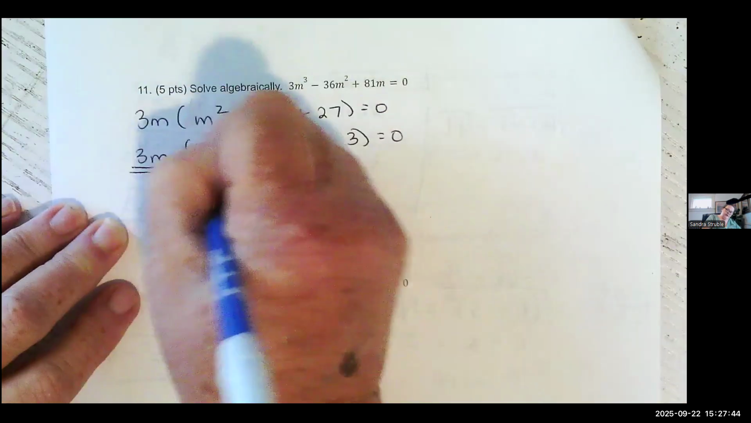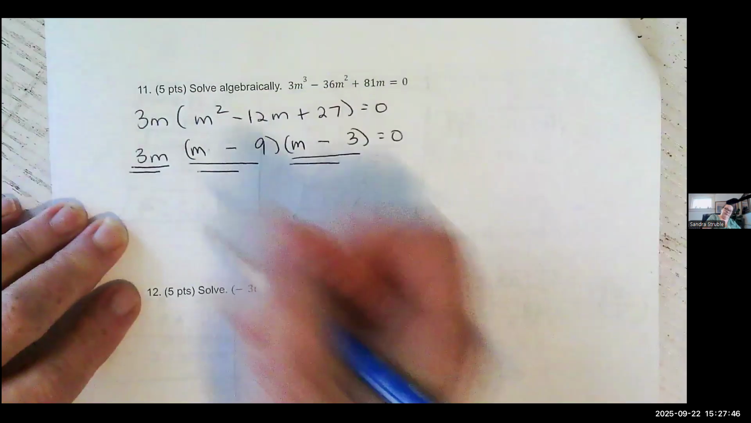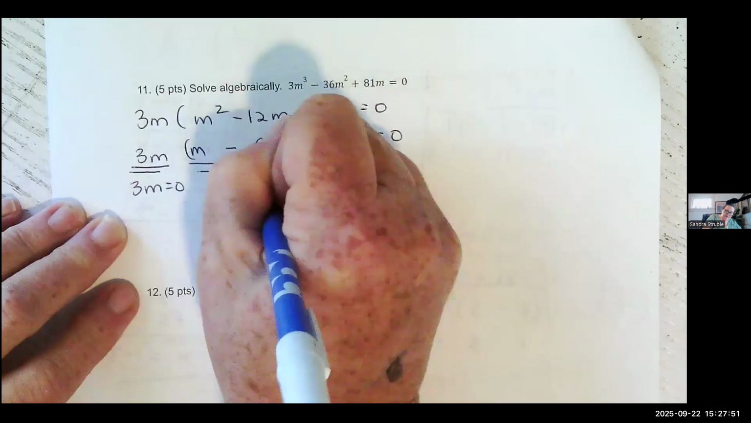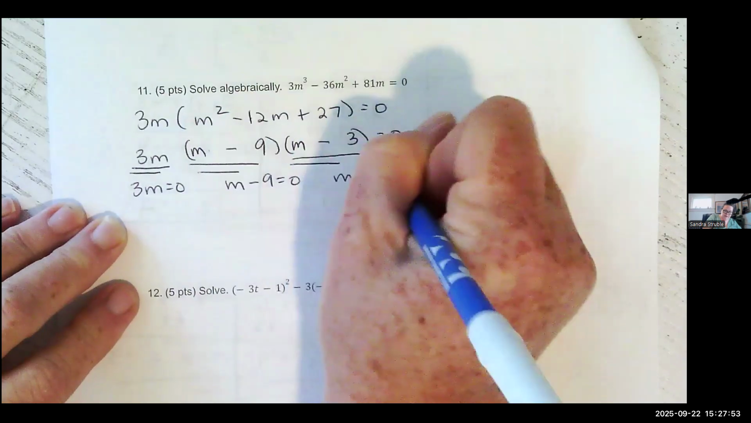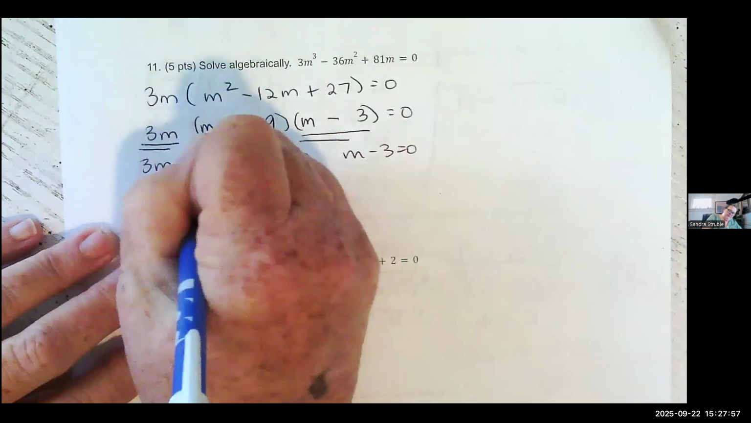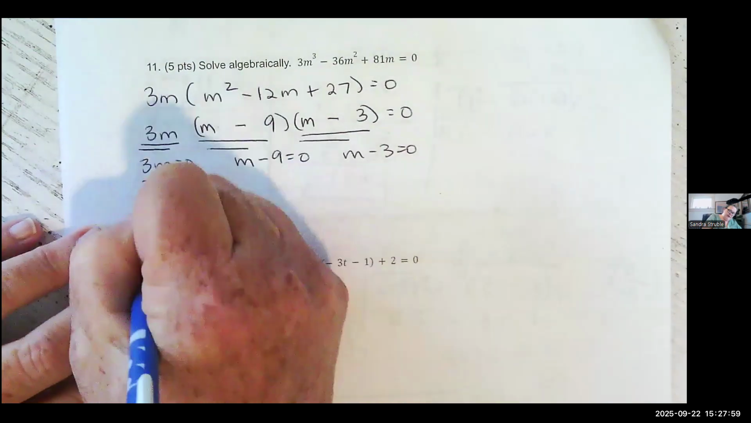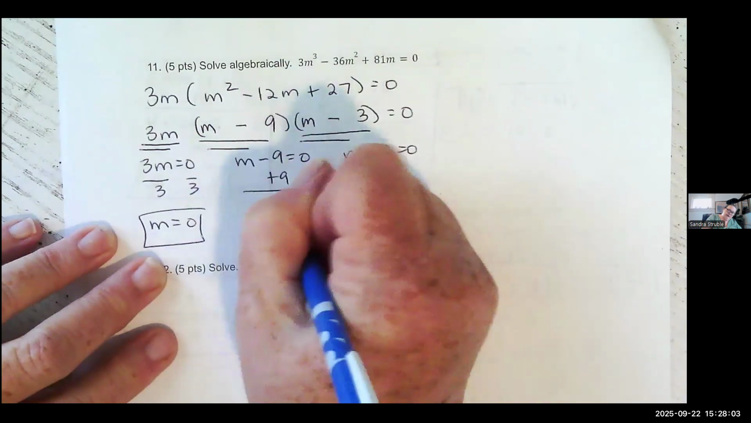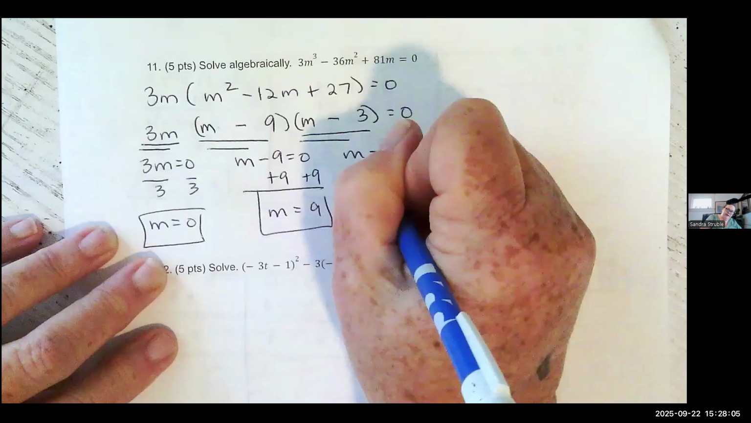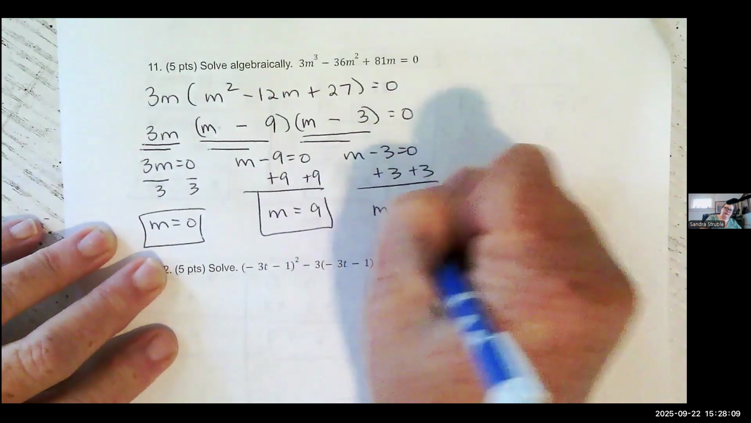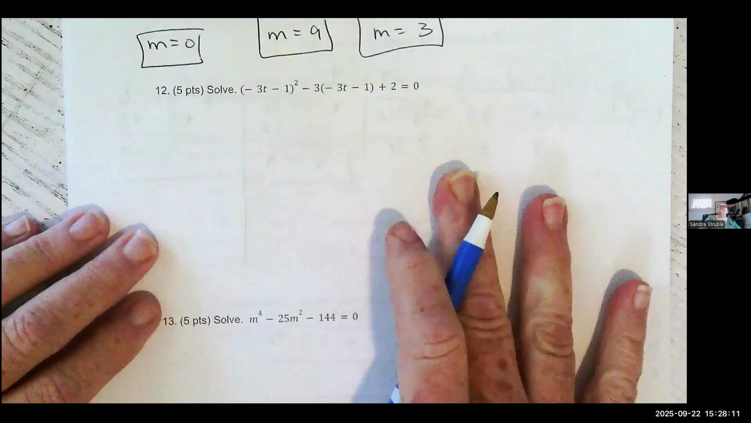So now I need to set each of these terms equal to 0. 3m equal to 0, m minus 9 equal to 0, and m minus 3 equal to 0. To solve for m, I divide both sides by 3, and m is equal to 0. There's one of my answers. Add 9 to both sides. m is equal to 9. There's another answer. And then add 3 to both sides. m is equal to 3. Please don't skip steps. That's where you really mess up.